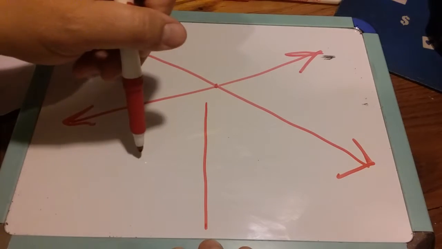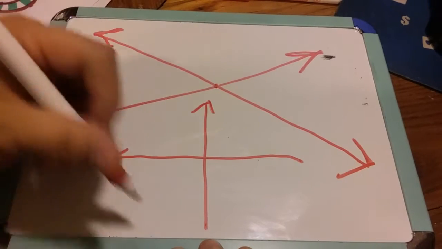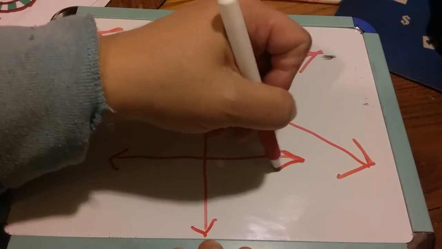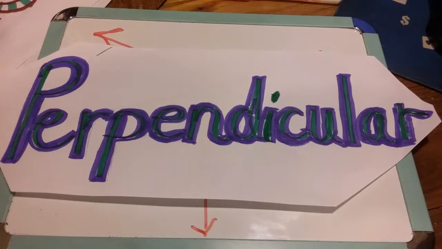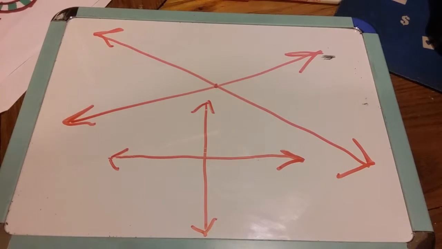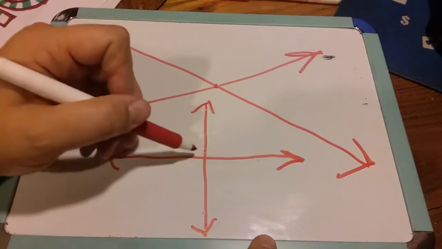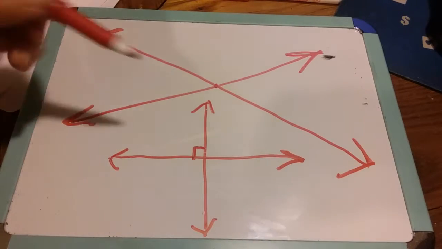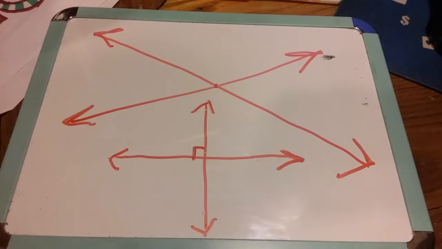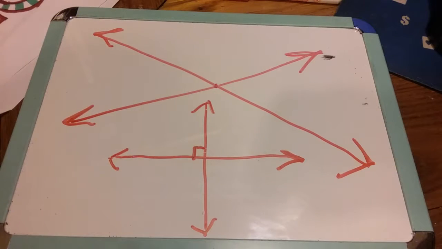Now we also have special lines that cross each other in such a way that they're called perpendicular lines. Perpendicular lines are lines that cross each other that are exactly vertical and exactly horizontal, and they're special because the angles are 90 degrees. Now, 90 degrees is just 1/4 of a circle, and four of them together would make 360 degrees, which is how many degrees are in a circle.